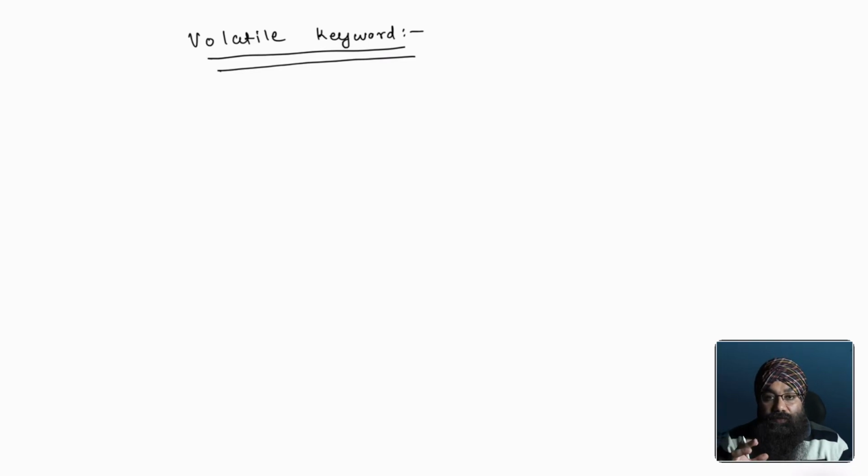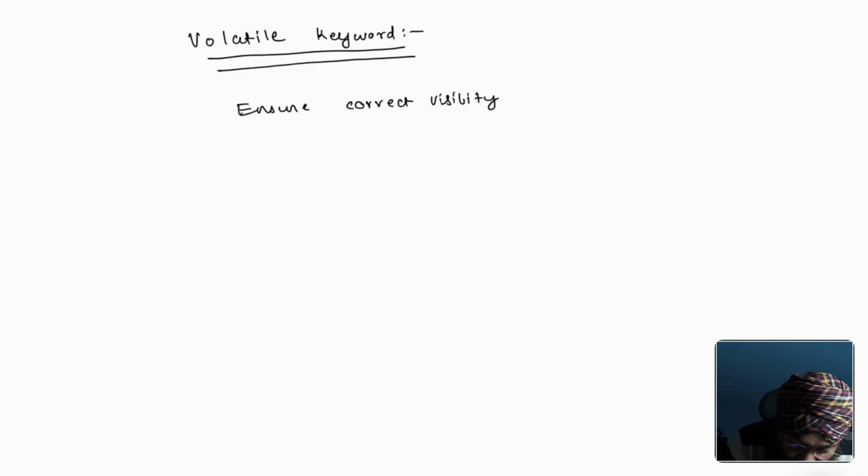So welcome back friends. Today we will learn about the volatile keyword. The primary function that the volatile keyword solves is to ensure correct visibility between threads.